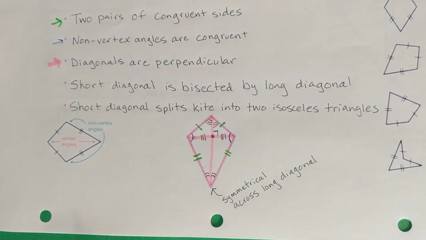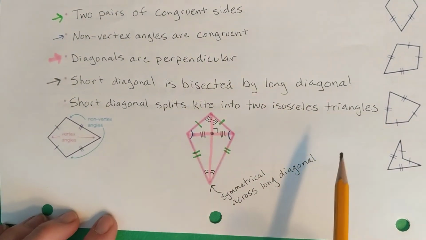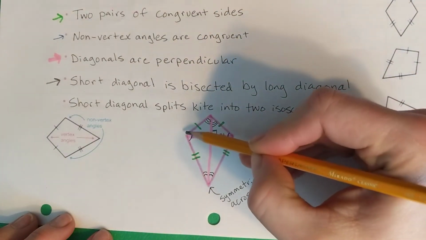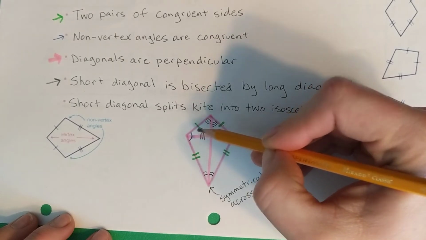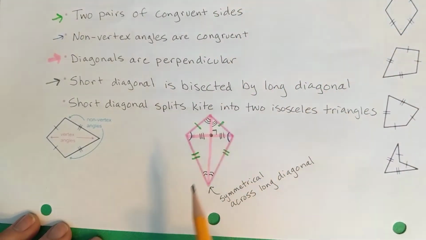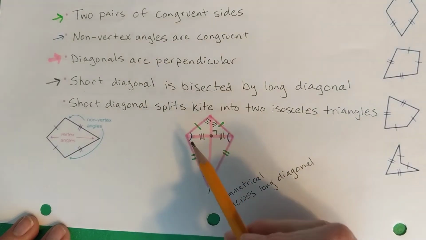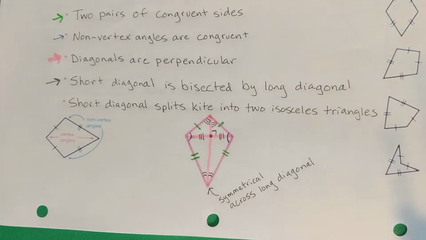And then the last thing on our list is that the short diagonal splits the kite into two isosceles triangles, which you guys can see. We have a small isosceles triangle at the top. This side is congruent to this side, and this base angle will be congruent to this base angle. And then we have a bigger, upside down isosceles triangle down here, with two congruent sides, and we would have two congruent base angles for that isosceles triangle.